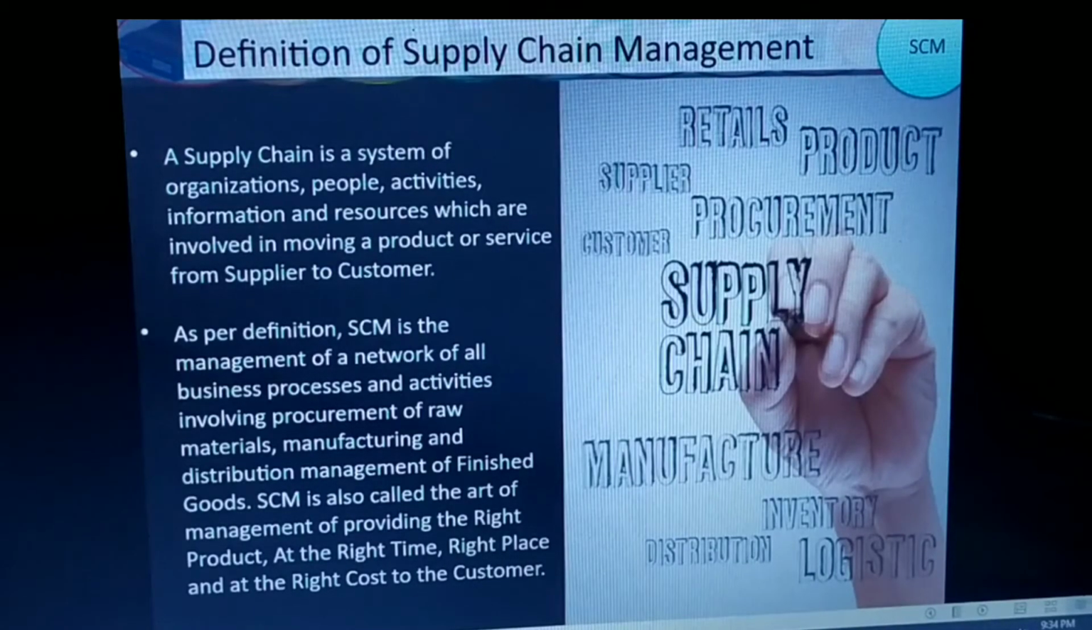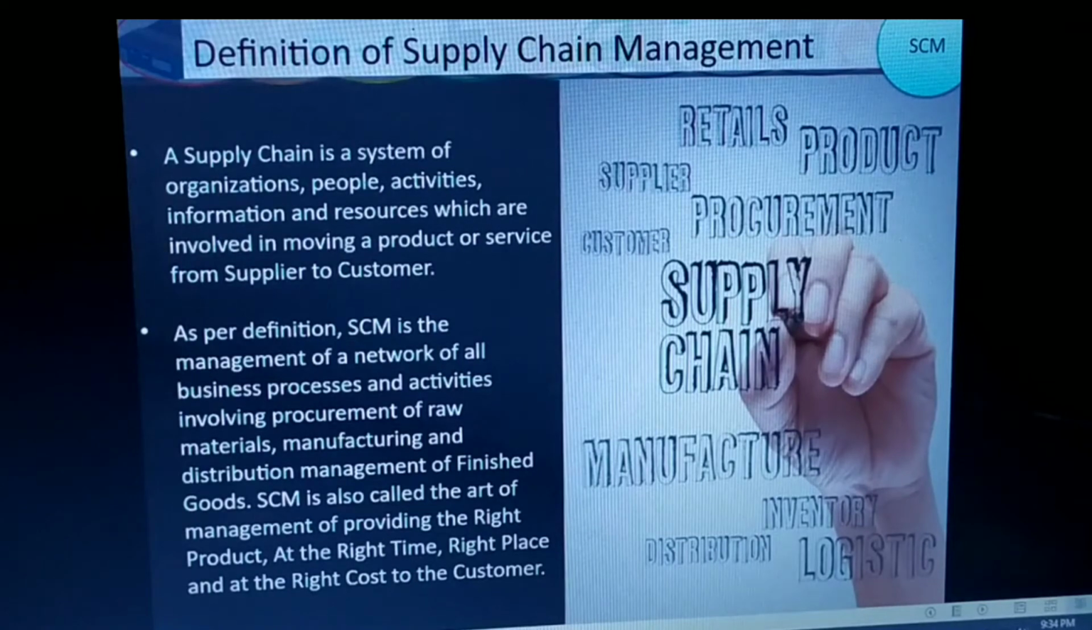Definition of supply chain management. A supply chain is a system of organizations, people, activities, information and resources. You can see different things here like organization, people, activities, information and resources which are involved in making a product or service from supplier to customer. So supply chain management is a macro process. You can see that all the things are gathered here, from the supplier to the customer, the cycle.